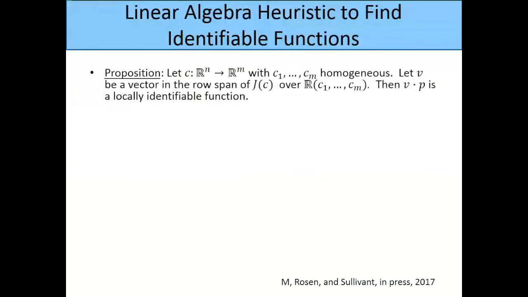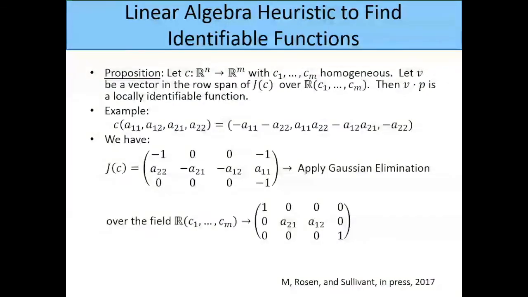So when we take their dot product with the parameters, I'm going to get some function of my coefficients. So thus they're going to be identifiable. So let's check this out. We have our coefficient map. Let's find the Jacobian and apply Gaussian elimination over this field. Notice I get this nice simple triangular form here. And I can take these row vectors, dot them with my parameter vector, and I get these identifiable functions scaled by their degree, which of course I could then divide out, and we get the same identifiable functions from before.